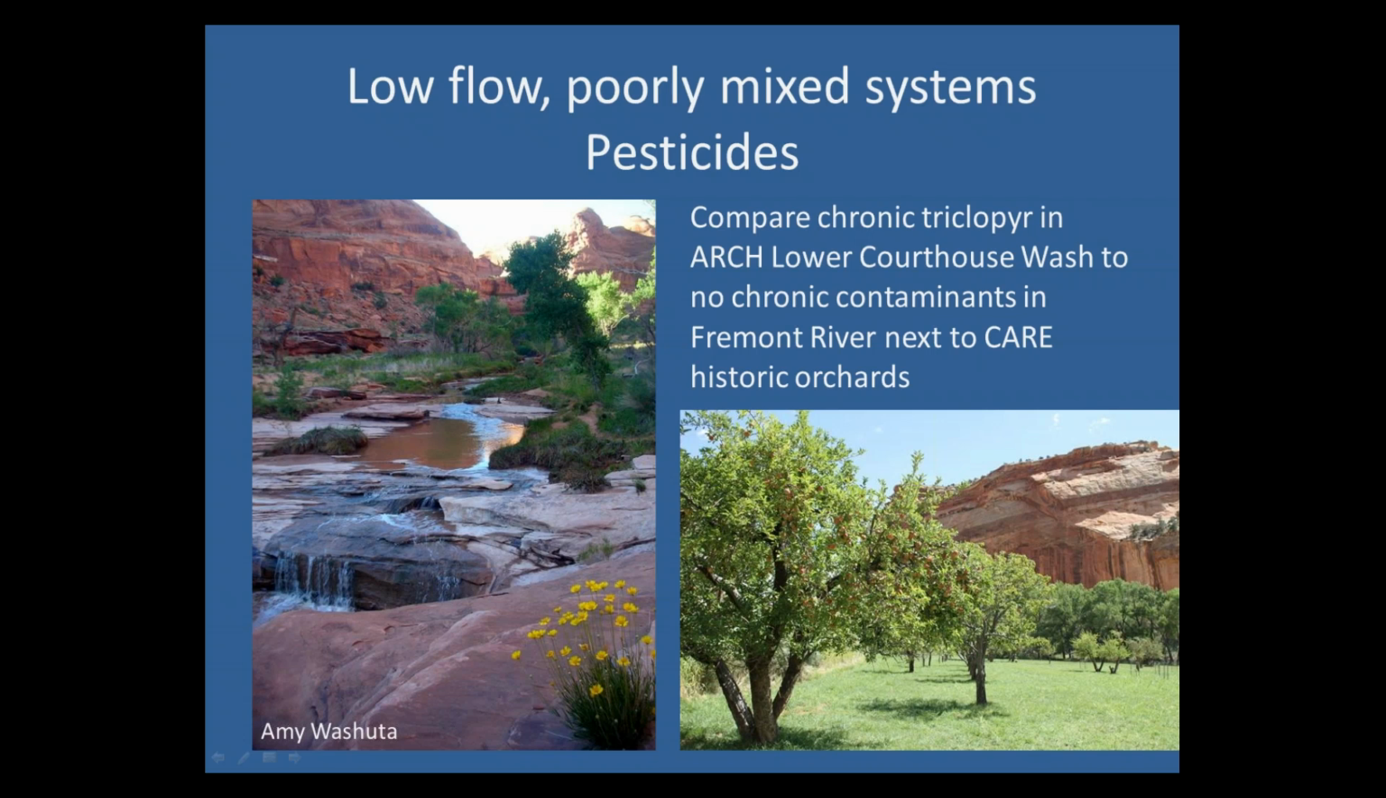Now, when you compare that to the Fremont River, which is next to the historic orchards at Capitol Reef National Park, which you can see on the right, we had no chronic contaminants in the Fremont River, although you can see that the orchards are a highly managed system.